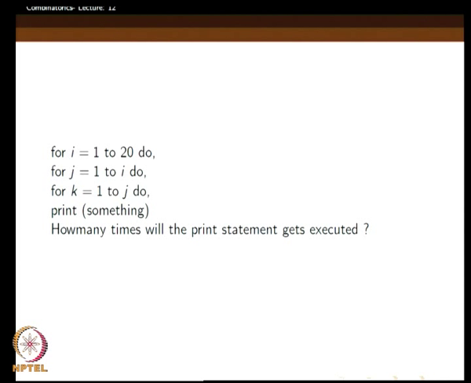For i equal to 1 to 20 do, for j equal to 1 to i do, for k equal to 1 to j do. So there is a loop inside a loop, in the sense that these are nested loops, 3 of them nested. The outermost variable is i, then next comes j, and next comes k. j goes from 1 to i only, whichever was the value of i at that time, and k goes only from 1 to j. So the question is, how many times will the statement get executed?